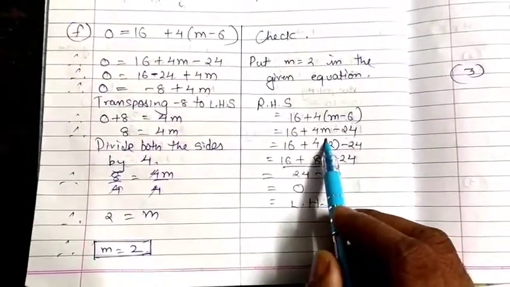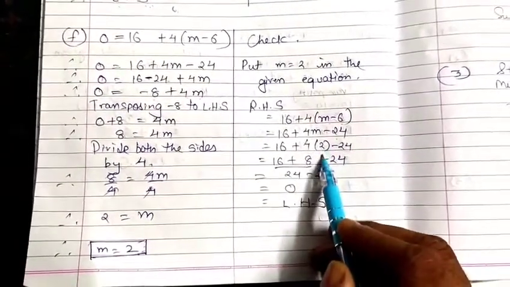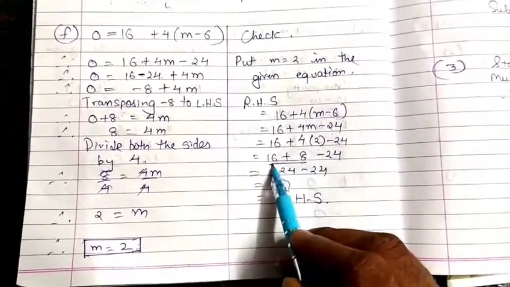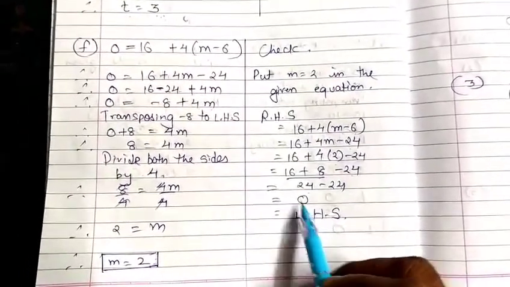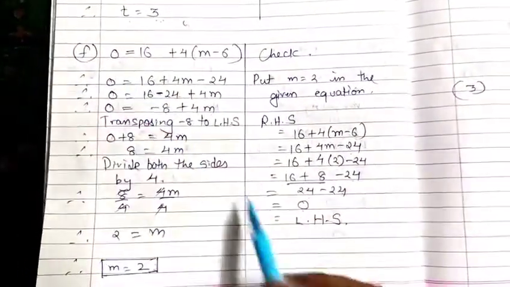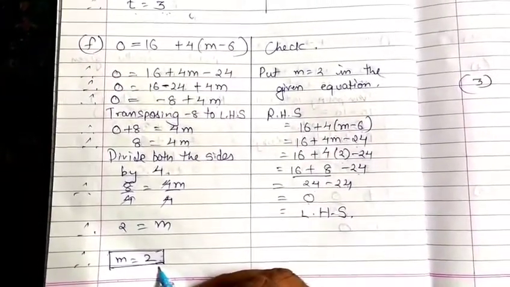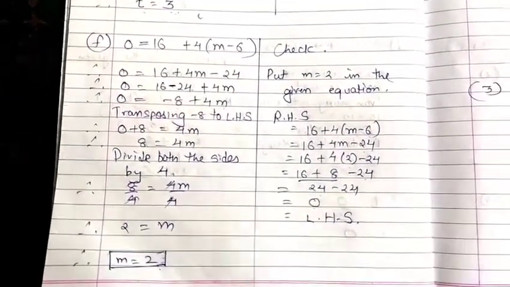Then in place of m, write down this 2, substitute the value of m, that is 2. 2 4s are 8. Then 16 plus 8 gives 24, minus 24, that is 0. See whether it is there in the given equation on your left hand side. Yes, it is there. So we can say that m equals 2 is the solution of the given equation.